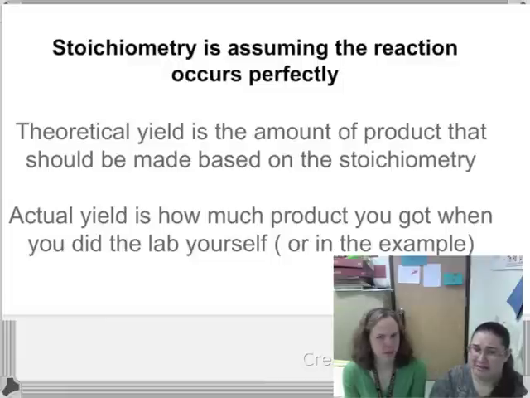That's important. Anytime a problem asks what your theoretical yield was, do stoichiometry. That's your math, guys. That's nothing new. We just haven't called it that yet. You did math, and it said you should have so much.